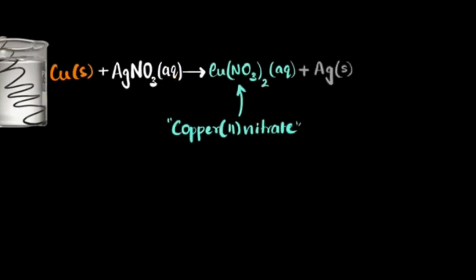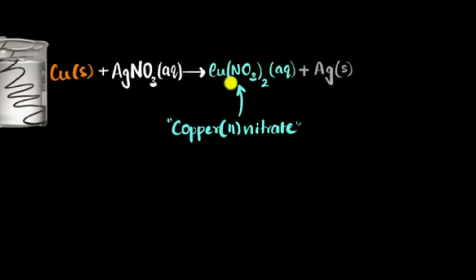So let's start with what we saw earlier. We put a copper wire in a silver nitrate solution. So the reaction is solid copper reacting with aqueous silver nitrate solution. What happens? We'll get copper 2 nitrate aqueous solution and silver in the elemental form.